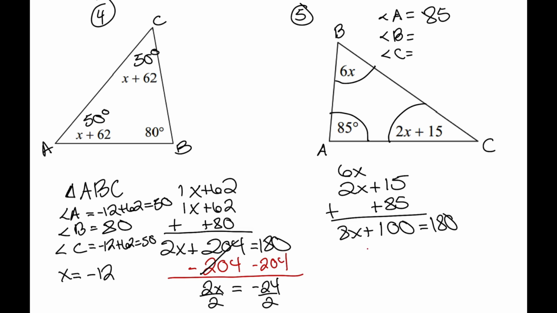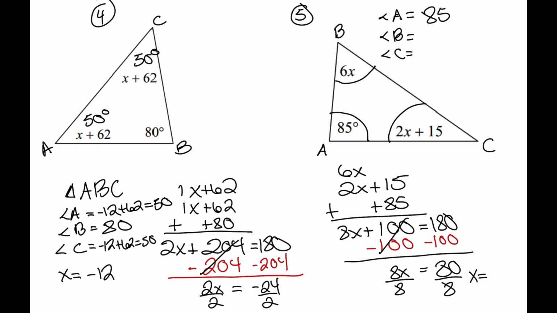We're going to subtract 100 on both sides. When I subtract 100 on both sides, the double 100s go away. 180 minus 100 is 80 degrees. I bring down my 8x. Last thing I do is divide by 8. We find out the value of x in this one is going to be 10. So let me write that up top. X is equal to 10.